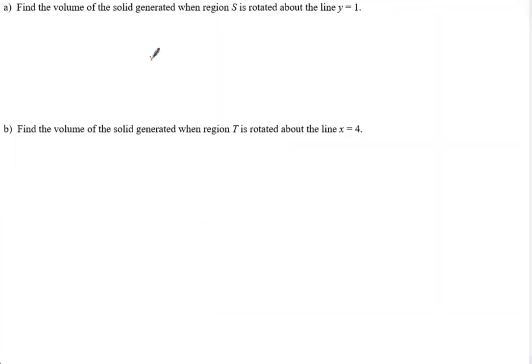All right, now let's look at the first one. It says find the volume of the solid generated in region S. Make sure you look at what region it is. It is rotated about the line y = 1. Okay, so when it's rotated, it's either going to be a disk or a shell. So let's see how we can figure out which one it is.